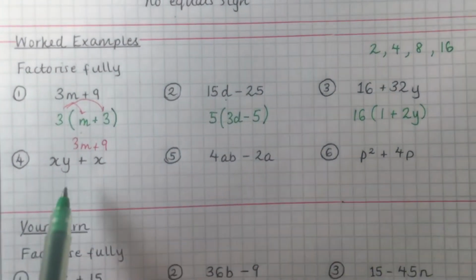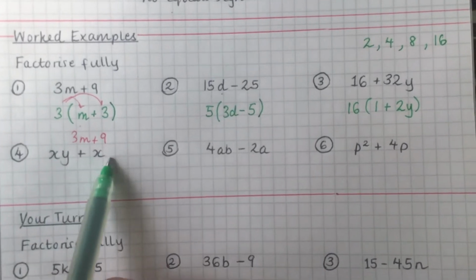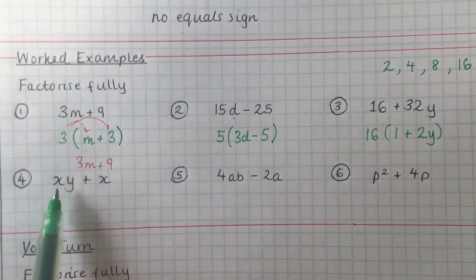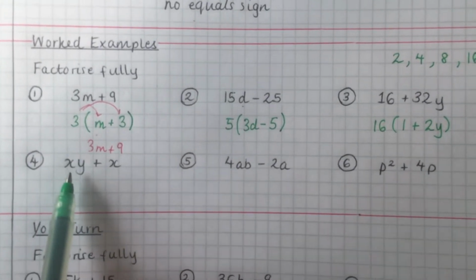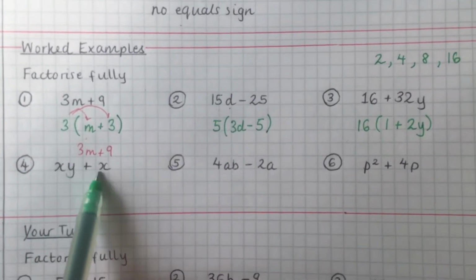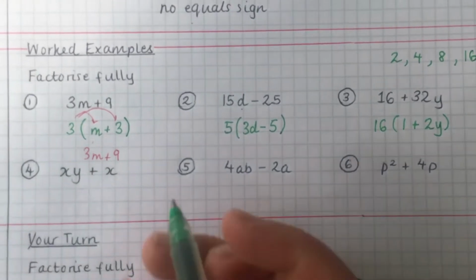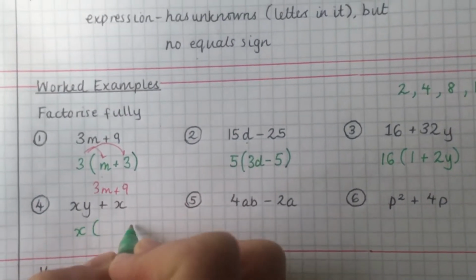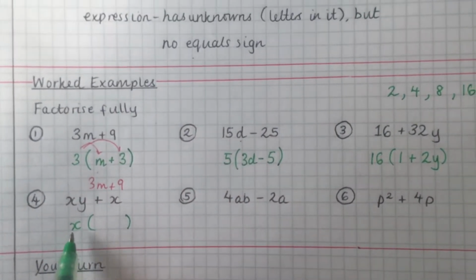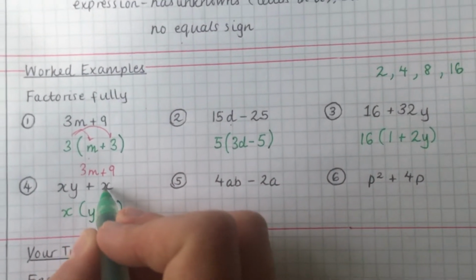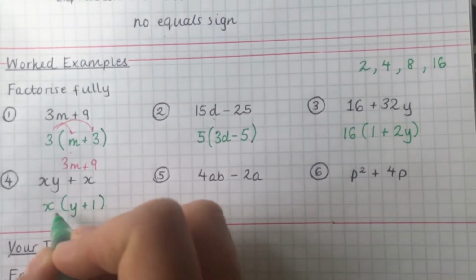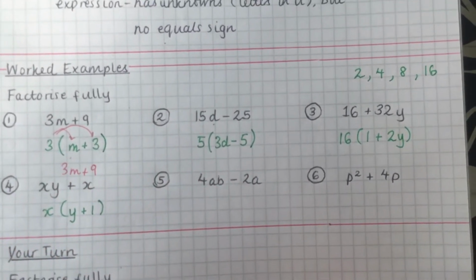Question 4. Okay, so this one, we've got no numbers here, but we do have letters in common, which can sometimes happen. So if we're looking for letters that are in common, we can see that x goes in both. So x goes on the outside of the bracket. Then you think to yourself, right, x times what is xy? It's y. And x times what gives you x? It's obviously just 1, because we've already got the x on the outside.